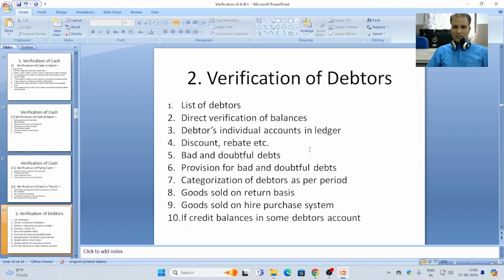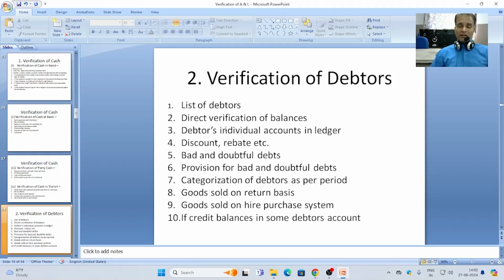The next asset is debtors. Let me discuss the verification of debtors by an auditor. First, the auditor has to go through the list of debtors or schedule of debtors with details. By this, he gains knowledge about the debtors and their amounts. Next, he can also get direct verification of debtors' balances from the debtors by mail, by phone call and by letter.